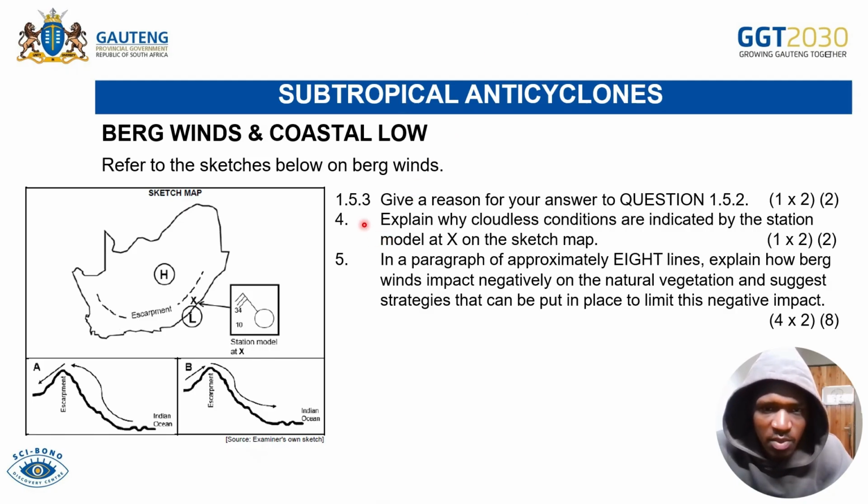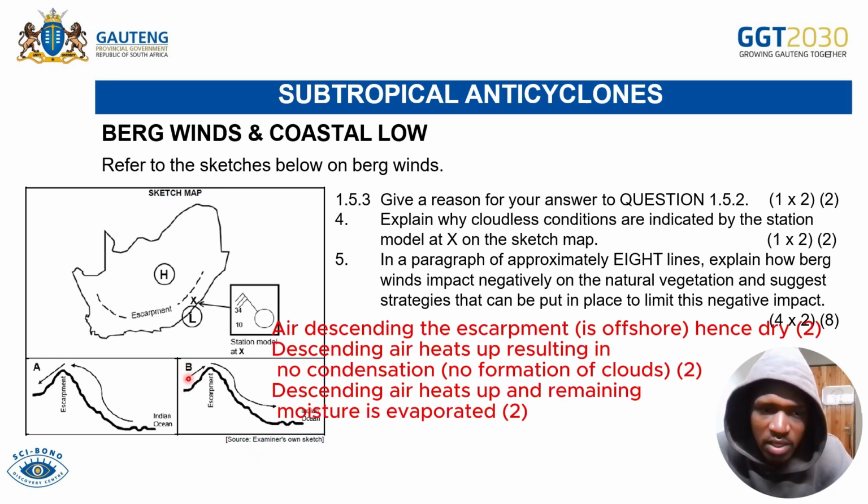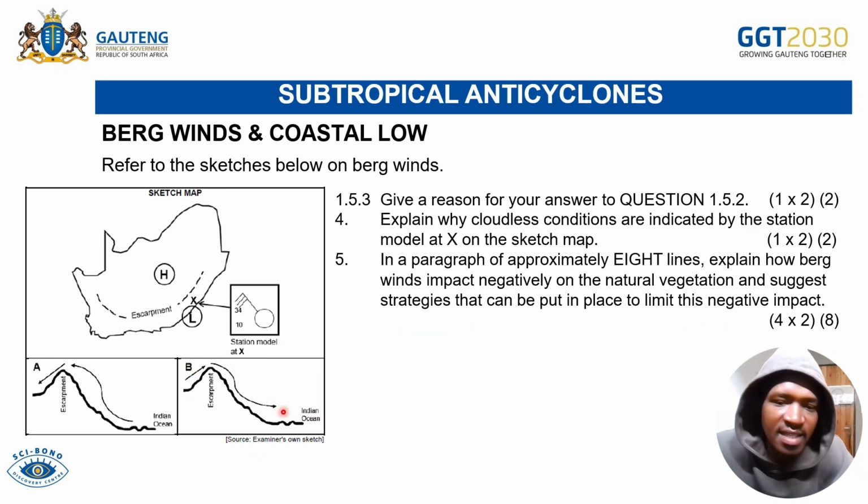Number 4 says, explain why cloudless conditions are experienced by station model X. You can tell us again that Berg winds are offshore winds, therefore they are dry. Remember, the land is dry and the ocean holds moisture. So if the air is moving from the land, it is going to be dry. Offshore winds are dry. That's a reason.